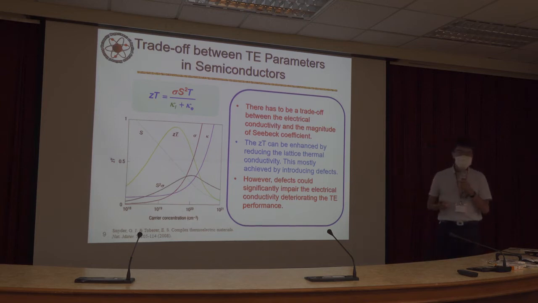For semiconductors, the ZT can be significantly improved by reducing the lattice thermal conductivity. However, in most cases, the lattice thermal conductivity is reduced by introducing defects, which could also deteriorate the electrical conductivity. So these trade-off relations make high ZT difficult to achieve.